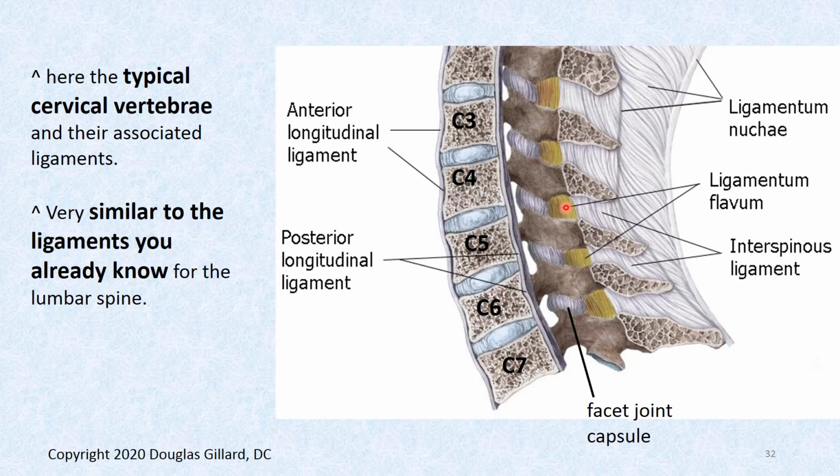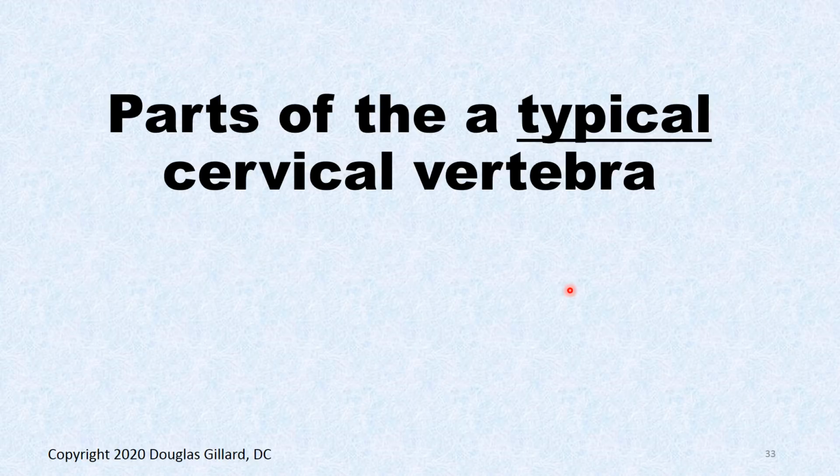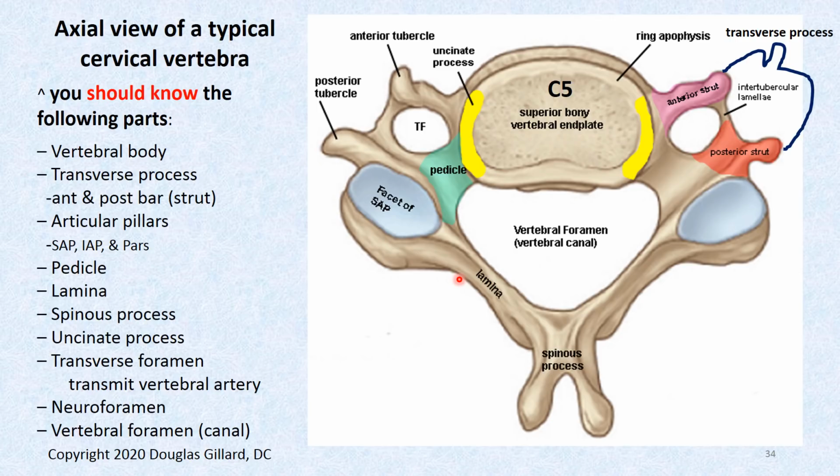The ligamentum flavum are still the same until we get up higher. So facet joint capsules are the same. Okay, part of atypical. So let's go through these parts. I'm not going to go crazy on this, but I will list them for you. You chiropractic students and medical students and physical therapy students, you guys need to know every nook and cranny of this bone.